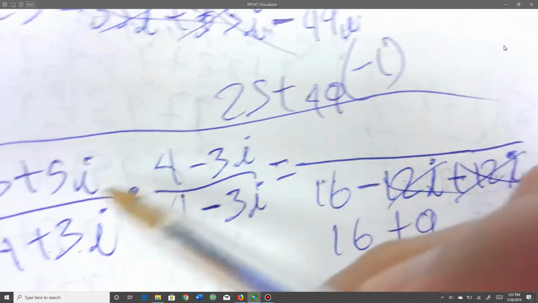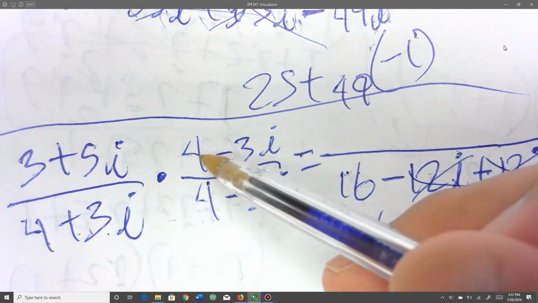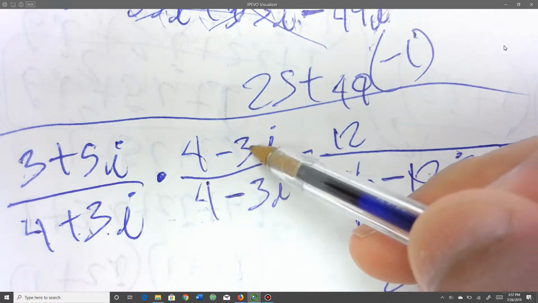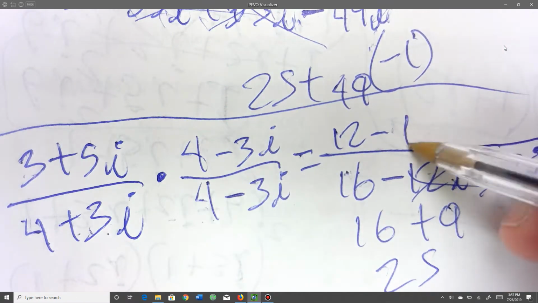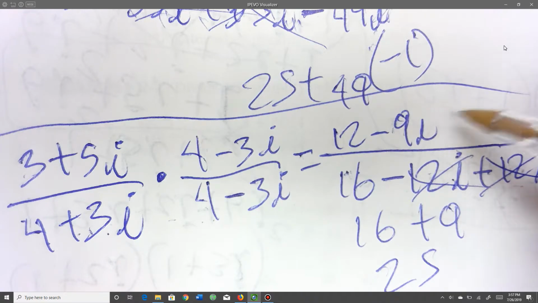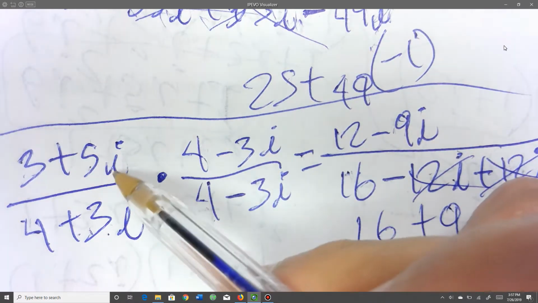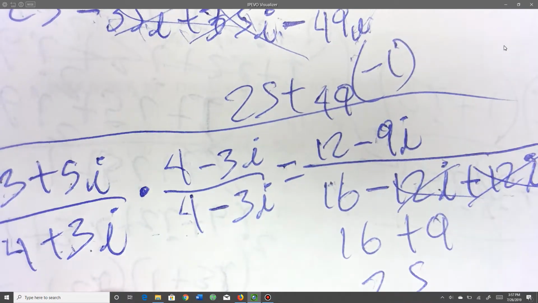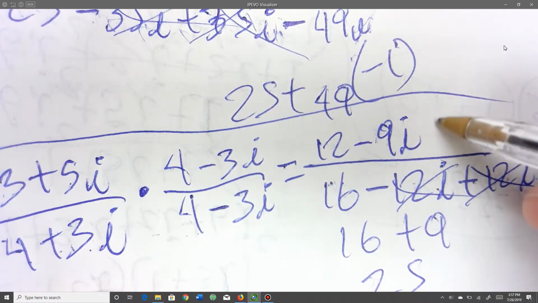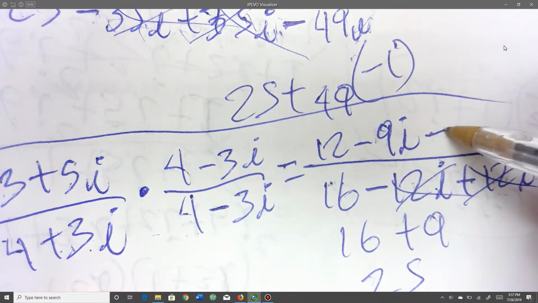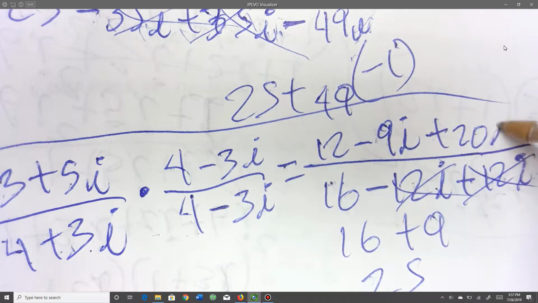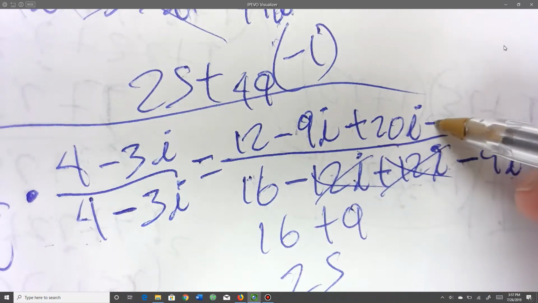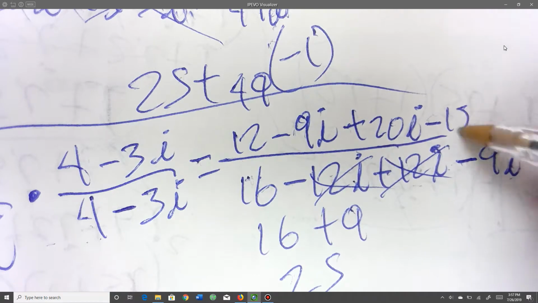And then the same thing to this expression here. Multiply 3 times 4 is 12. 3 times negative 3i is negative 9i. Positive 5i times 4 is positive 20i. And then for the last terms, I get a negative 15i squared.